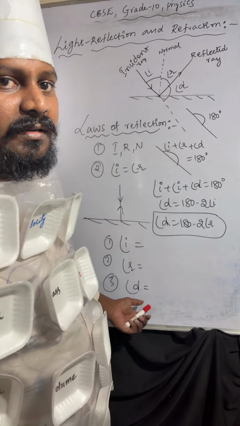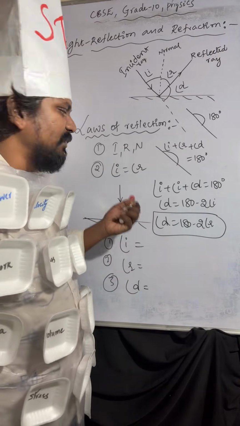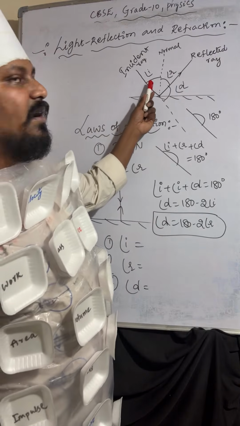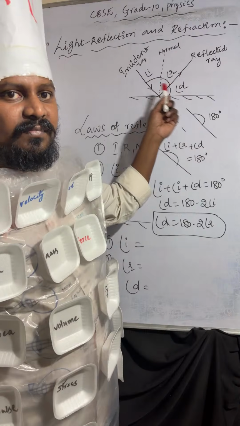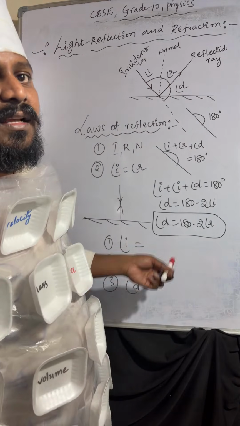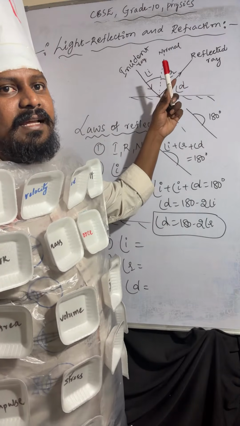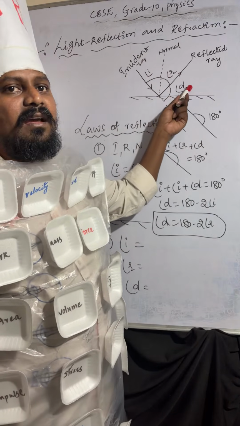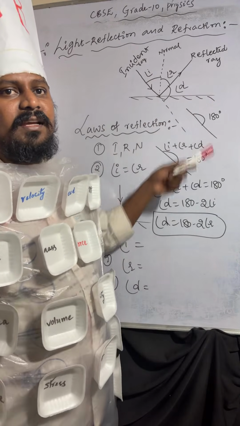If you want to tell the answer to this question, first of all you have to know the definitions of angle of incidence, angle of reflection, and angle of deviation. Then only you can tell the answer. The angle between the incident ray and the normal line is called the angle of incidence. The angle between the reflected ray and the normal line is called the angle of reflection. The angle between the reflected ray and the undeviated line is called the angle of deviation.